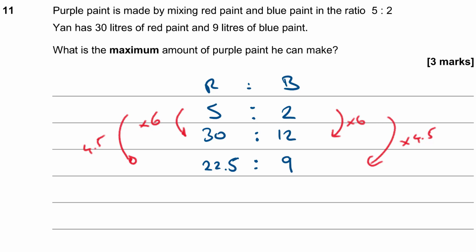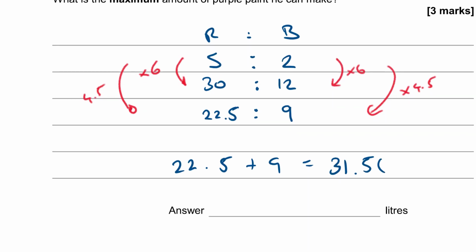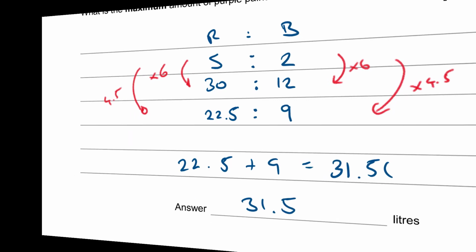So what's the maximum amount of purple paint that she can have? Well, I suppose when you add 22.5 litres of red paint to 9 litres of blue paint, then altogether you're going to have 22.5 plus 9 litres of paint, which is 31.5 litres. So she's going to have 31.5 litres of purple.